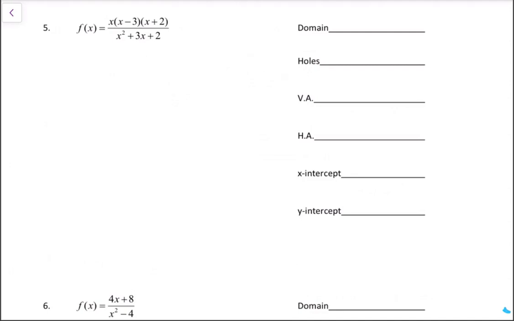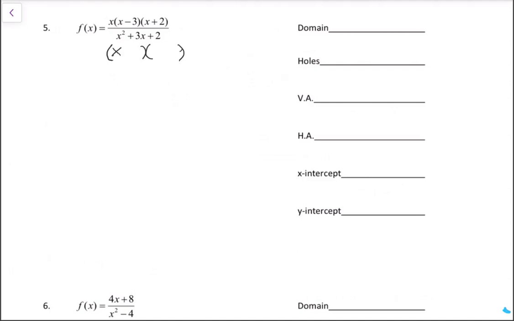Okay, the first thing I noticed about number 5 is that my denominator is not in factored form. So I'm definitely going to want to get that denominator in factored form first, since a lot of the information that I have to find requires that it be in factored form. My denominator is a trinomial, so it's going to factor into two binomials that when you multiply them out give you that trinomial.